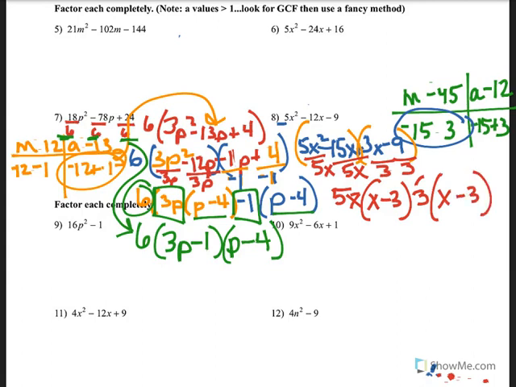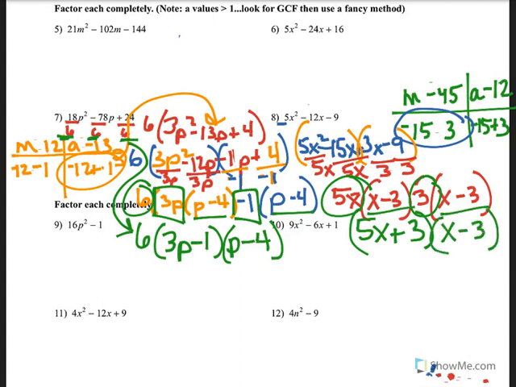So my 2 factors are going to be from the GCF, so 5x plus 3, and then one of these that match, so x minus 3. So those are going to be my 2 factors.